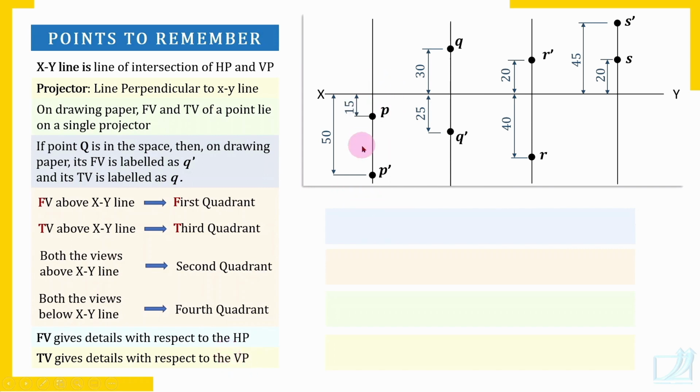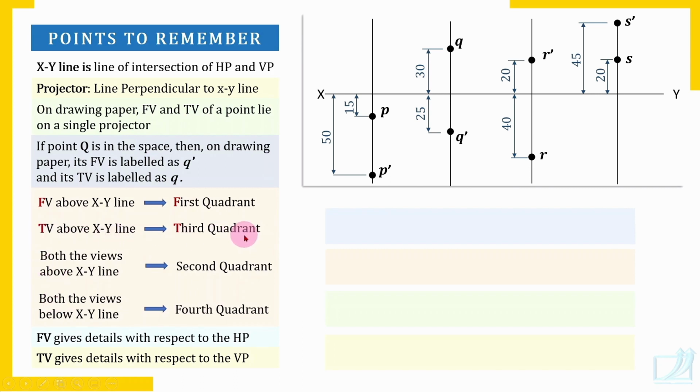In which quadrant point P is? Fourth quadrant. If you know this, that both views below XY line, then it is in fourth quadrant. You will be able to tell me that point P is in fourth quadrant. Similarly, point Q is in third quadrant because top view is above XY line. Top view above XY line, that is third quadrant.